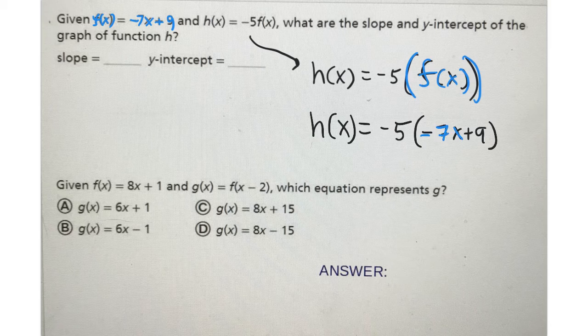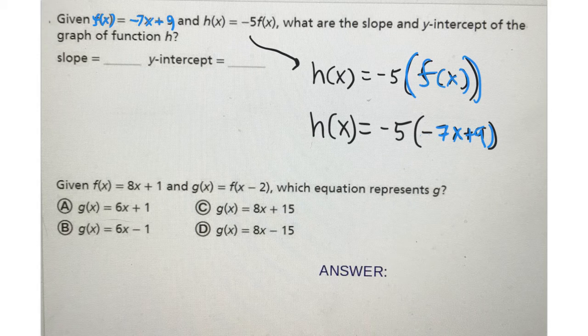Here it is. Right? Doesn't f of x equal negative 7x plus 9? So when I say h of x equals negative 5 times f of x, what I really mean is h of x equals negative 5 times this. Okay? So they want you to find the slope and the y-intercept of h. In other words, find the slope and y-intercept of this thing. Well, we're almost there. It looks a little bit messy, so we're going to clean it up a little bit.